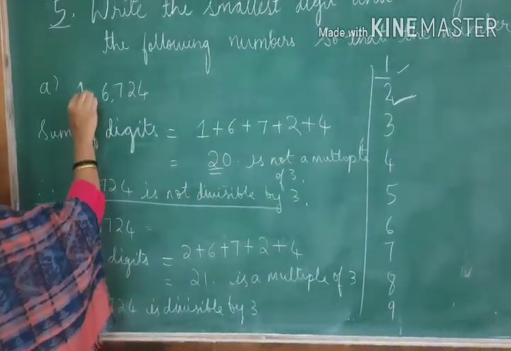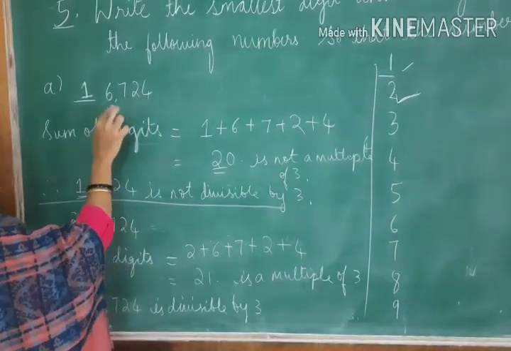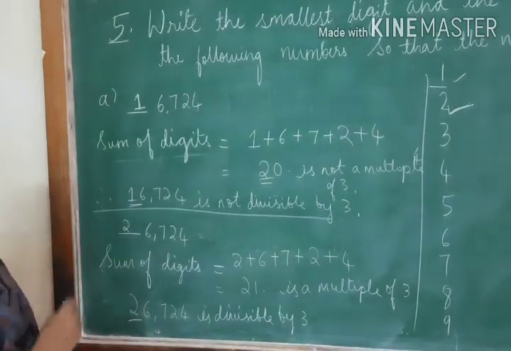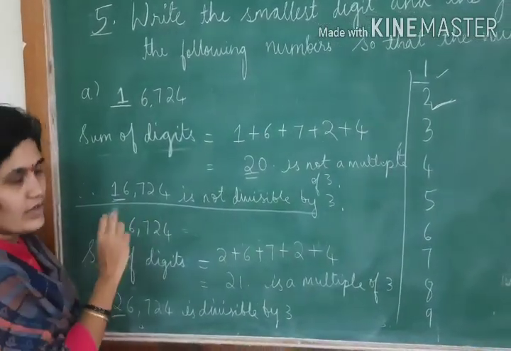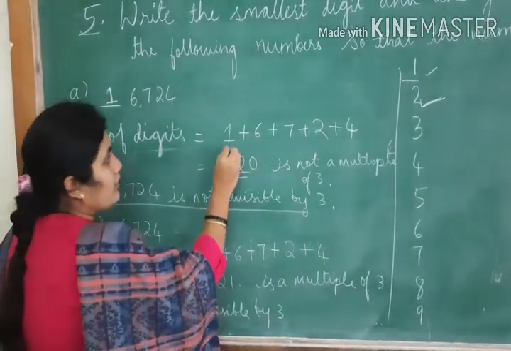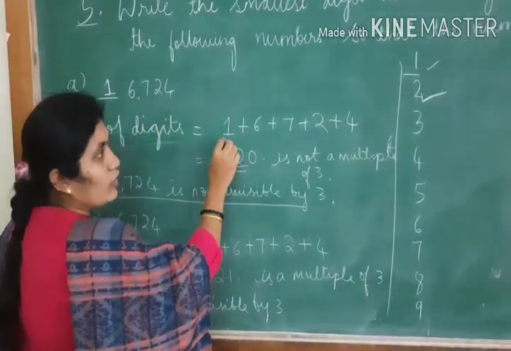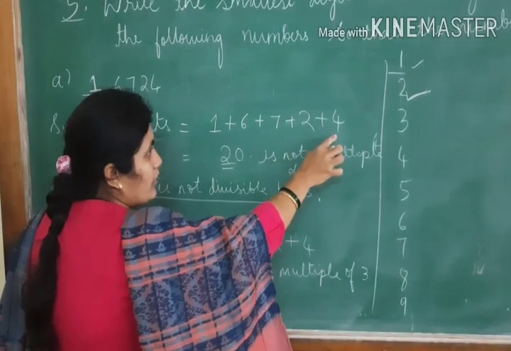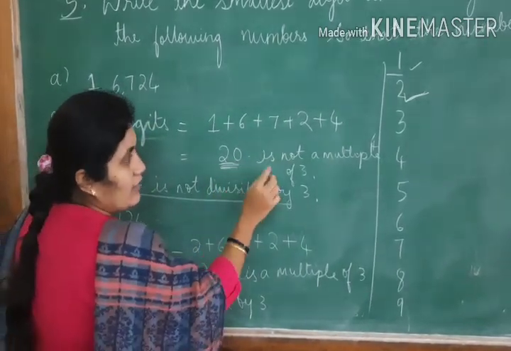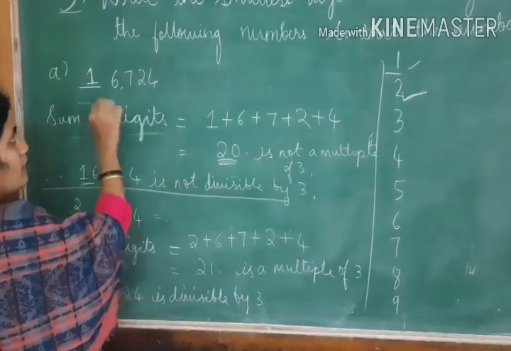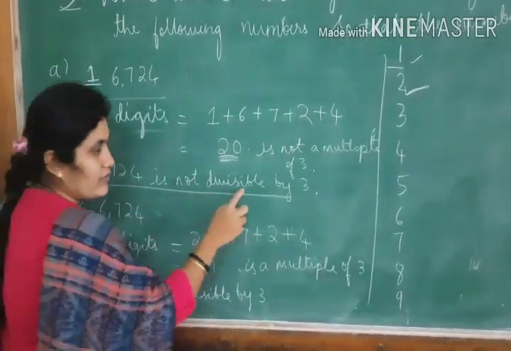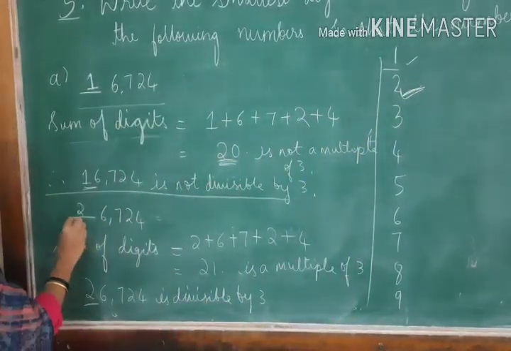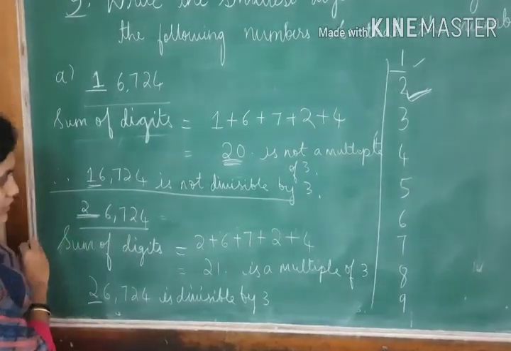Let me repeat it. When you consider 1, first the number formed is 16,724. Now, why are we doing the sum of digits? According to the divisibility rule of 3, we should add all the digits, then check whether the sum is divisible by 3 or not. Considering 16,724, add all the digits: 1 plus 6 is 7, 7 plus 7 is 14, plus 2 is 16, plus 4 is 20. As you can see, 20 is not a multiple of 3, so the number formed, 16,724, is not divisible by 3. Now let me consider the next number, that is 2. When you consider 2 in the blank, the number formed is 26,724.